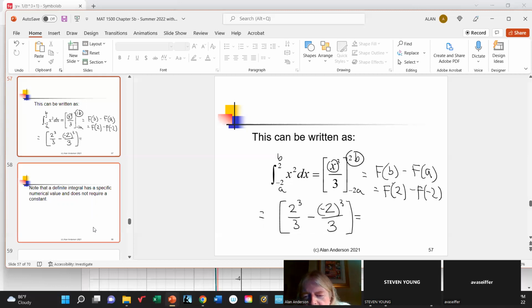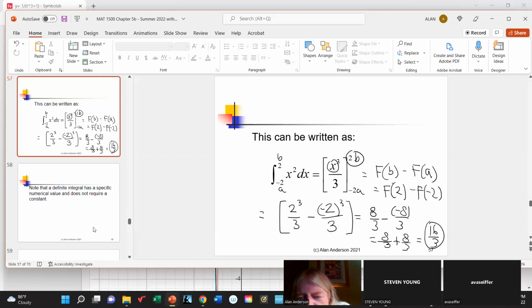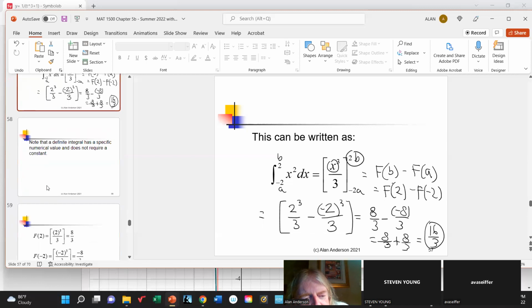So here you would end up with 8/3. Now, this is a tricky one because -2 cubed is -8. So you're actually going to wind up with 8/3 plus 8/3. And so altogether, we have 16/3. Okay.